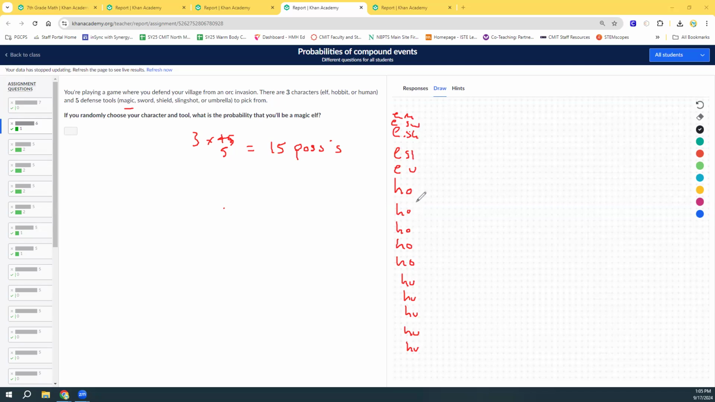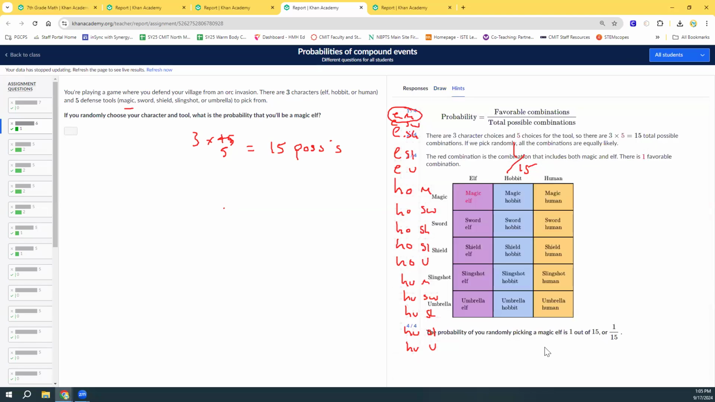And so you can see we're going to go right down the list. Magic, sword, shield, slingshot, umbrella. Magic, sword, shield, slingshot, umbrella. So there's only one magic elf out of 15 possibilities. So I'm going to say 1 out of 15 chance. And look at that, 1 out of 15.